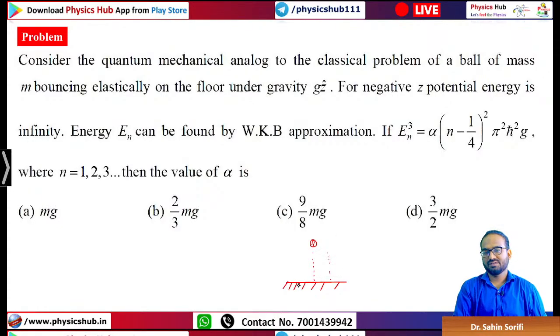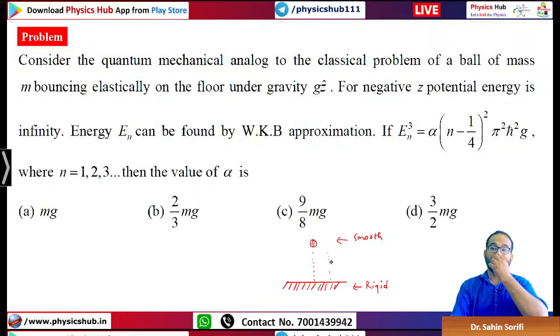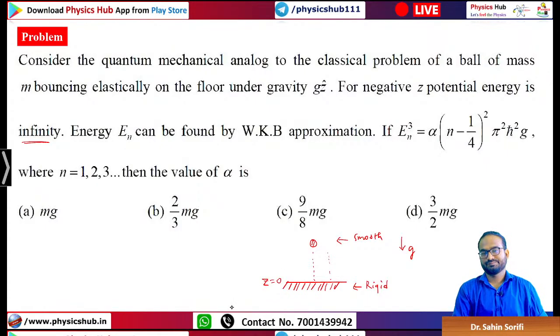So you see it is a rigid wall, and when it is in the air it is like smooth. So it is bouncing elastically on the floor under the gravity g in the z cap direction. For negative z, potential energy is infinity. So this is your z equals 0. For negative z, the potential will be infinity. Energy En can be found by WKB approximation.